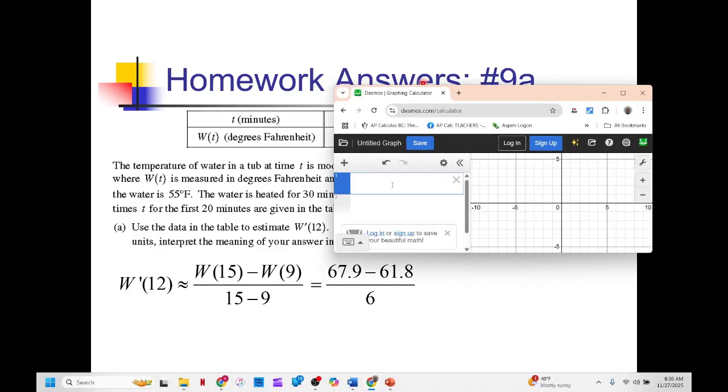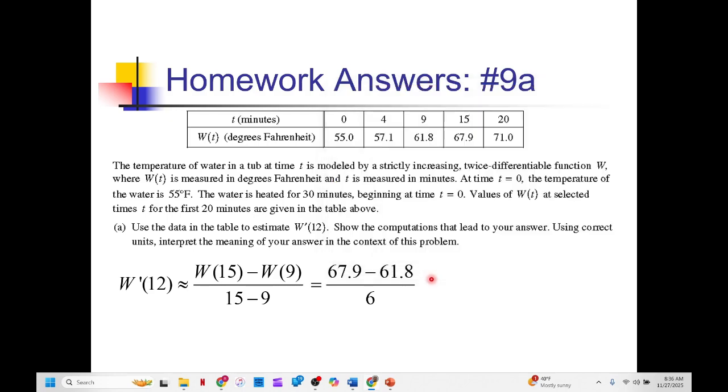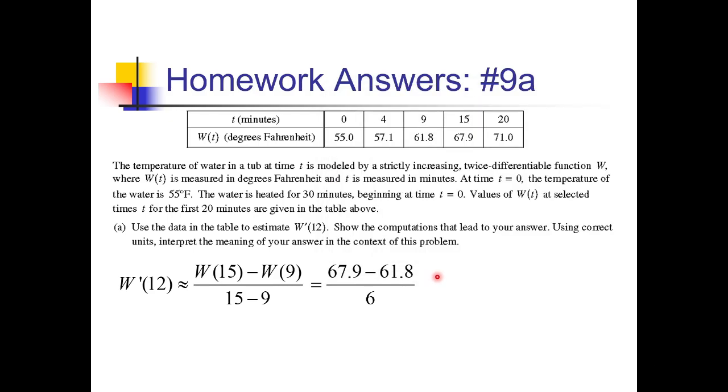So go into Desmos and plug this in. We've got fractions 67.9 minus 61.8 over 6, and that rounds off to about 1.017. Now, what are the units going to be on this? Since we're taking a W thing up here and dividing by time, it's going to be degrees Fahrenheit over minutes for our units. So 1.017 degrees Fahrenheit per minute.